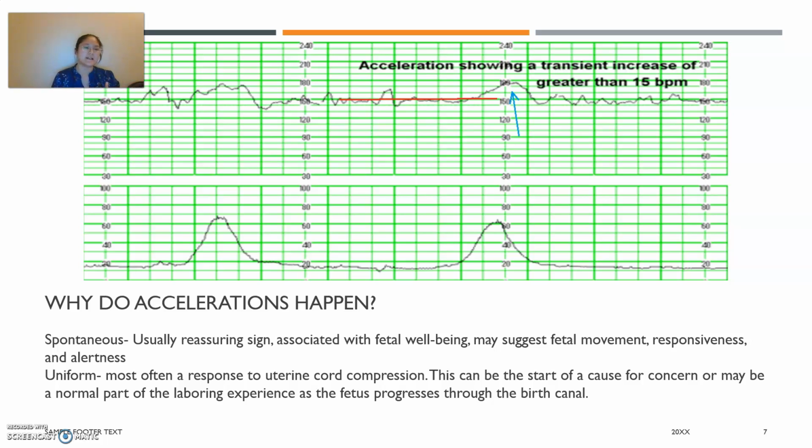So why does it happen? The first reason is spontaneous. It's usually a reassuring sign associated with fetal well-being, and may suggest fetal movement, responsiveness, and alertness. The second one is uniform. It's most often a response to uterine cord compression. This can be the start of a cause for concern or maybe a normal part of the laboring experience as the fetus progresses through the birth canal.